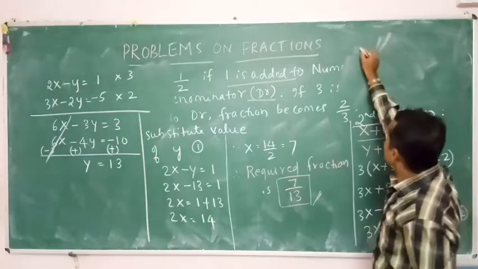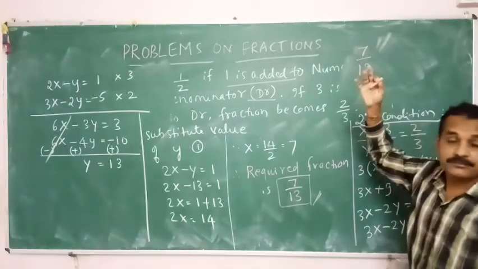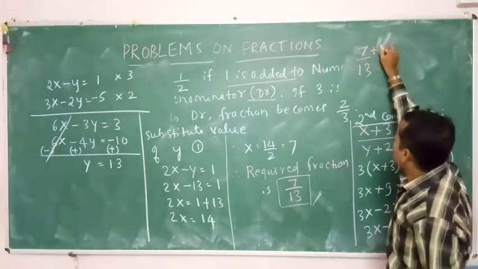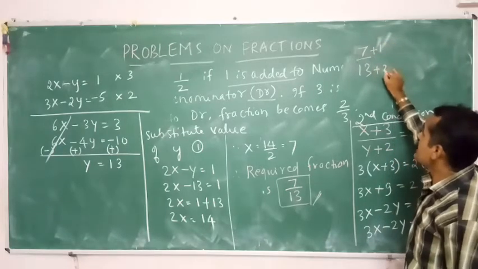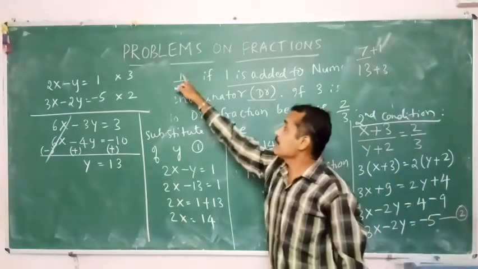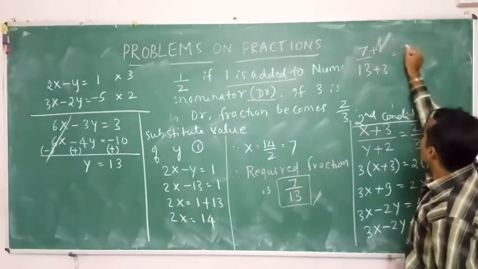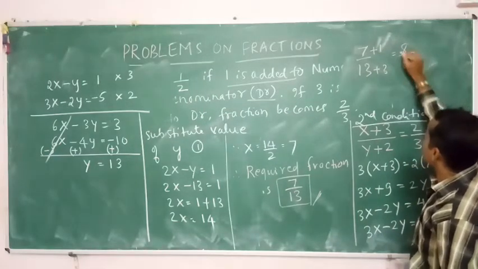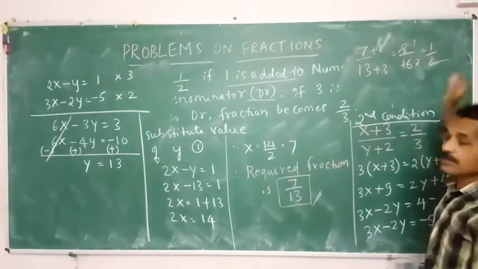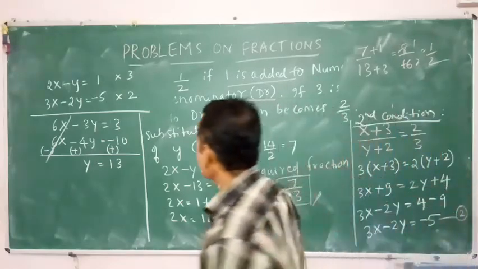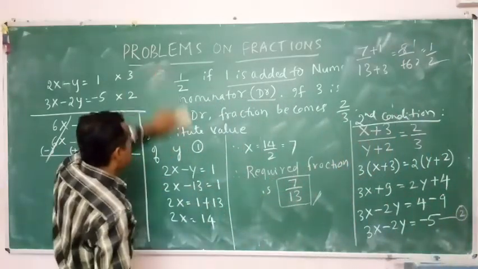See here, 7 by 13 is the answer. 1 is added to the numerator, 3 is added to the denominator. The fraction becomes 8 by 16, which is 1 by 2. The answer is 1 by 2. The answer is right. You want to check for the second?